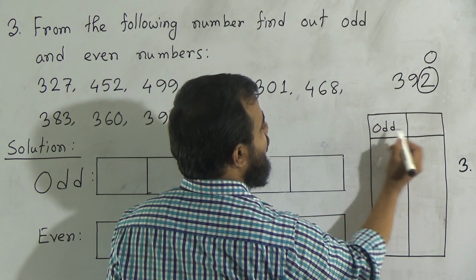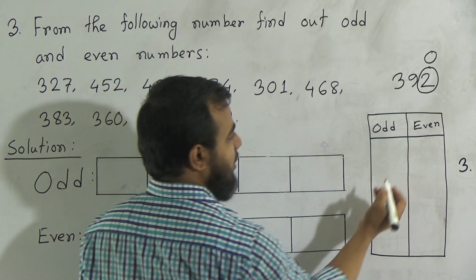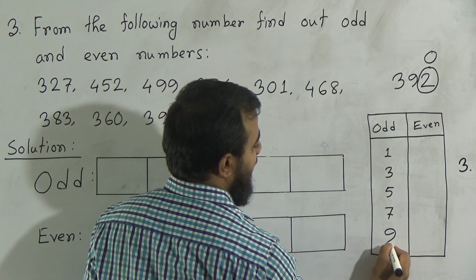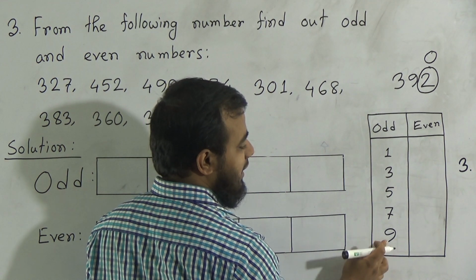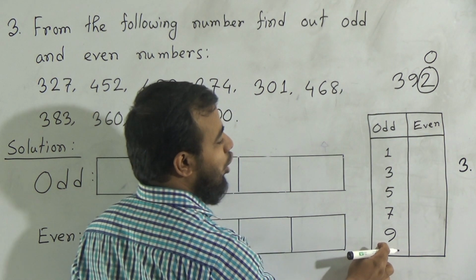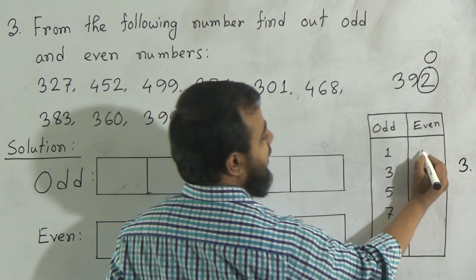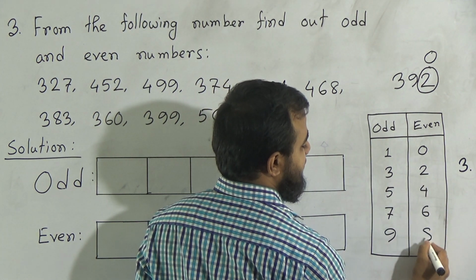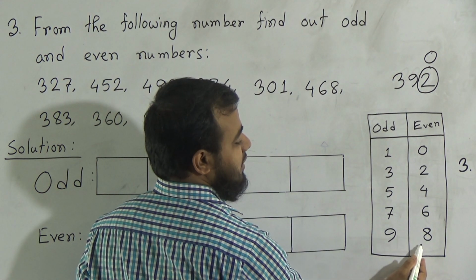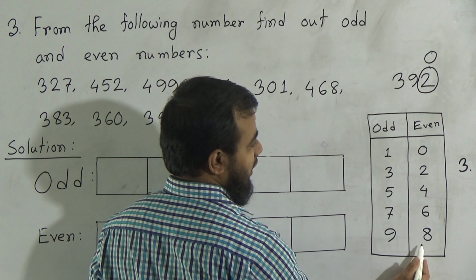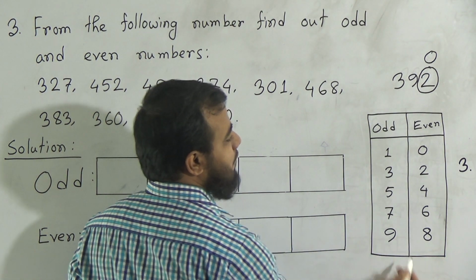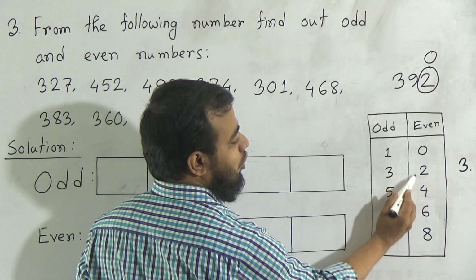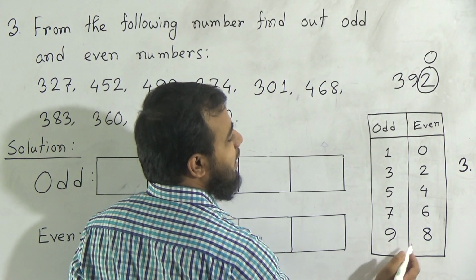If we find 1, 3, 5, 7 or 9, any digit out of these 5 digits, in the ones position of a number, then we can call that number an odd number. And if we find 0, 2, 4, 6 or 8, any digit out of these 5 in the ones position, then that number will be an even number. If you find 1, 3, 5, 7 or 9 in the ones position, that number will be odd. And if you find 0 or 2 or 4 or 6 or 8, then that number will be our even number.